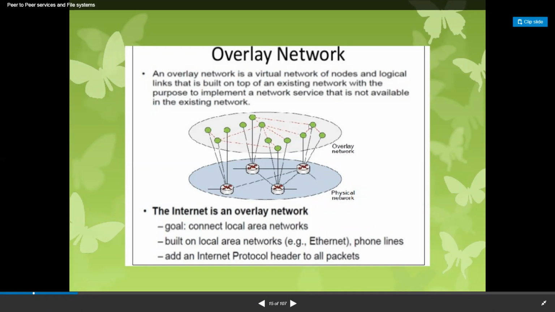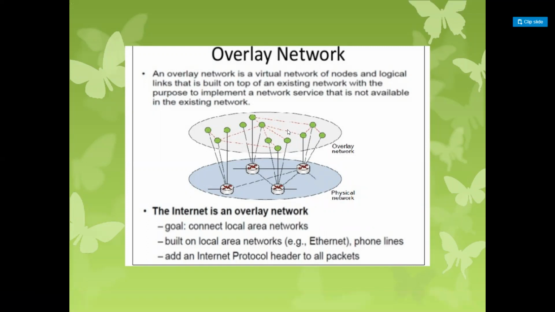When does an overlay network come into the picture? An overlay network is a virtual network of nodes and logical links that is built on top of the existing network with the purpose of implementing a network service that is not available in the existing network. In this case, we are calling it an overlay network. Coming to the internet, the internet is an overlay network.